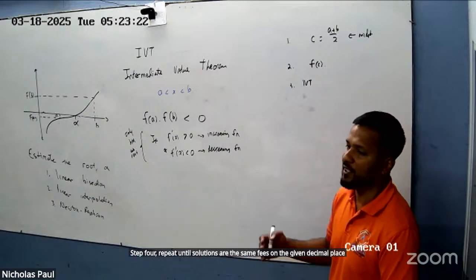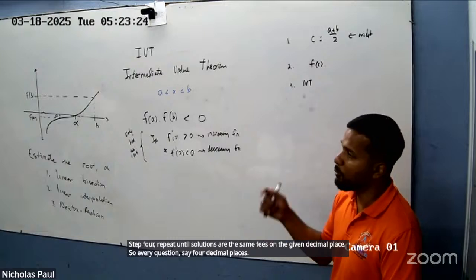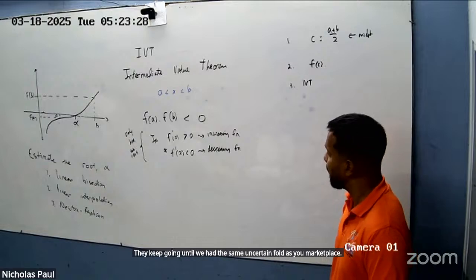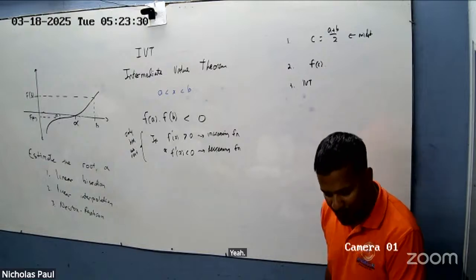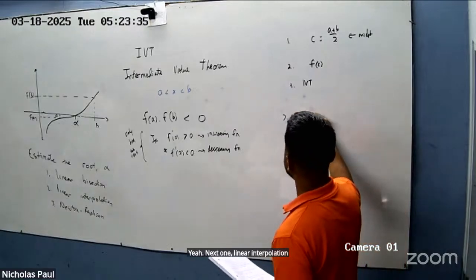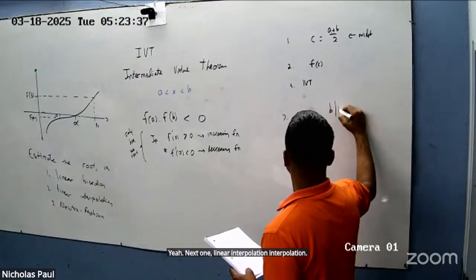So if the question says 4 decimal places, you keep going until you get the same answer to 4 decimal places. Okay. Next one, linear interpolation.